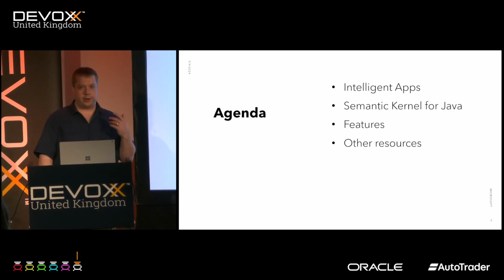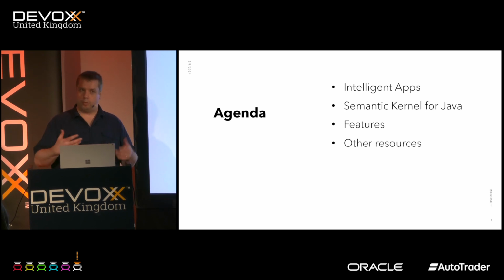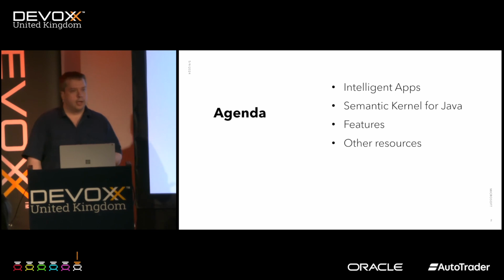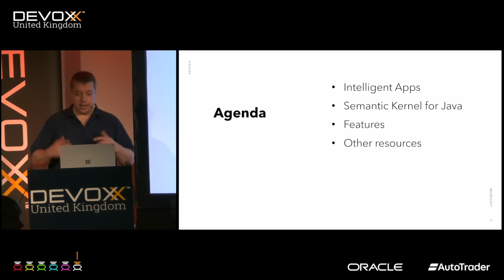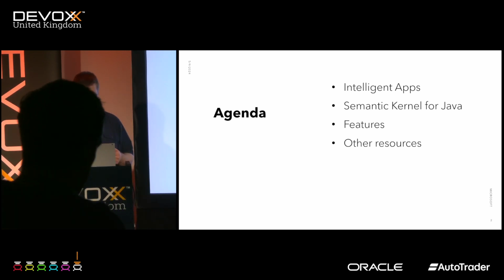So I'm just going to go quickly into what we define by intelligent apps, what you can do with AI and with Semantic Kernel, go over Semantic Kernel itself and some of its features, and then wrap up with links to some other resources and some demos of Semantic Kernel's usage.